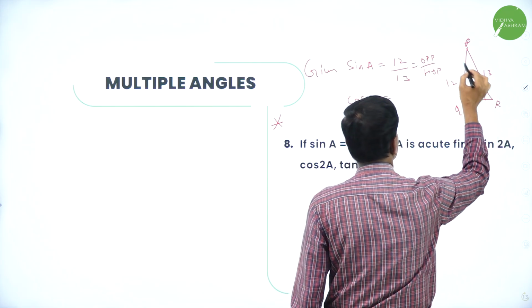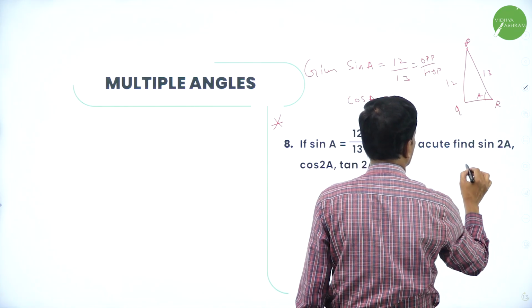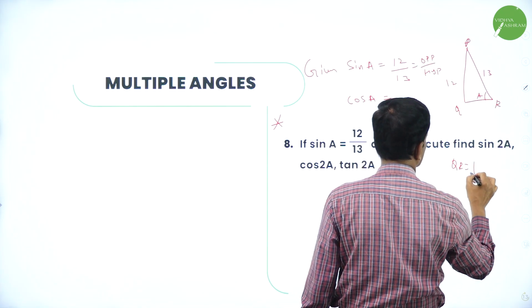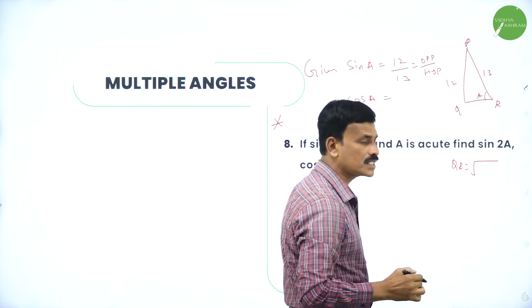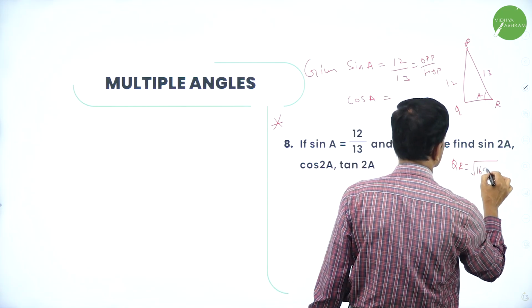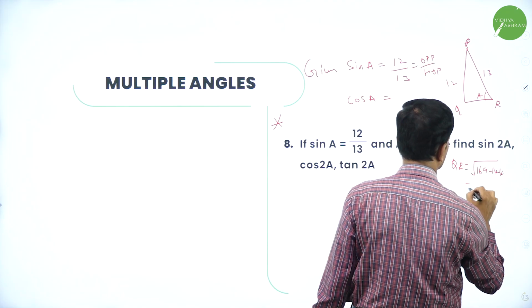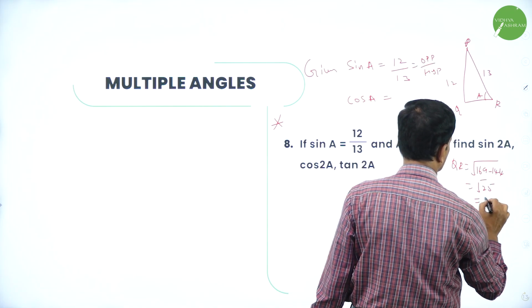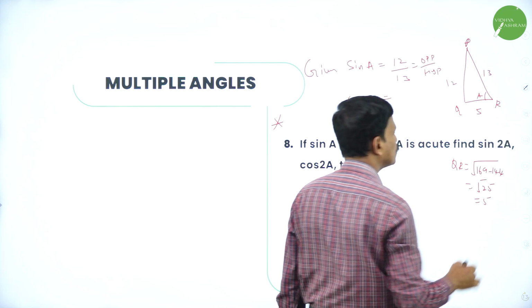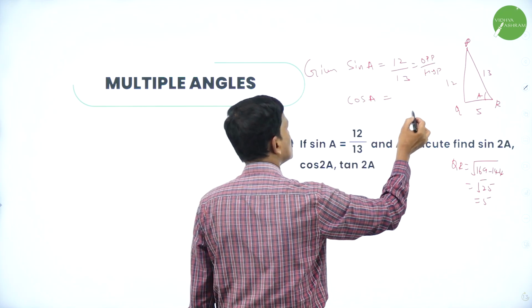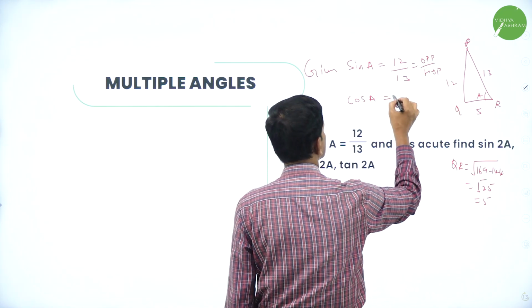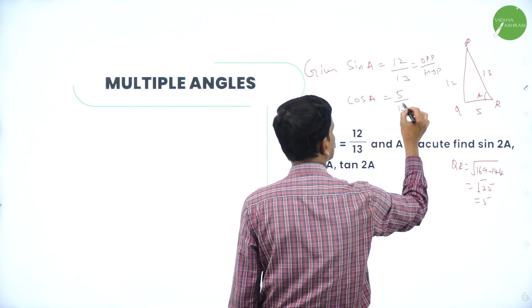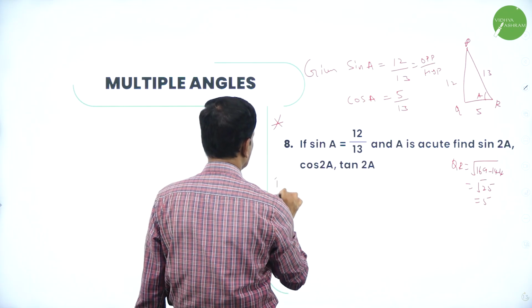So QR is equal to root of 13 square minus 12 square, applying Pythagoras theorem. 13 square is 169 minus 144, that's equal to 25. Square root of 25 is 5. So sin A is equal to 12 by 13, and cos A is equal to 5 by 13. Now, just take one by one.